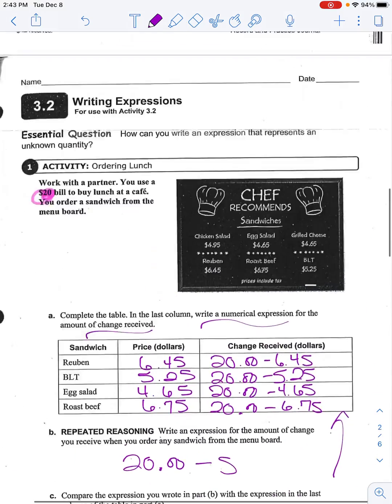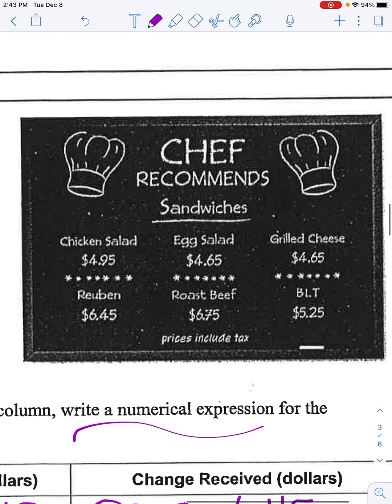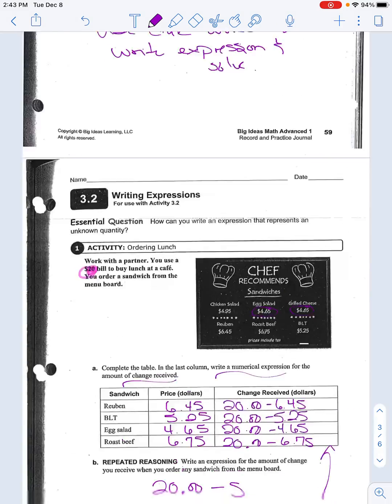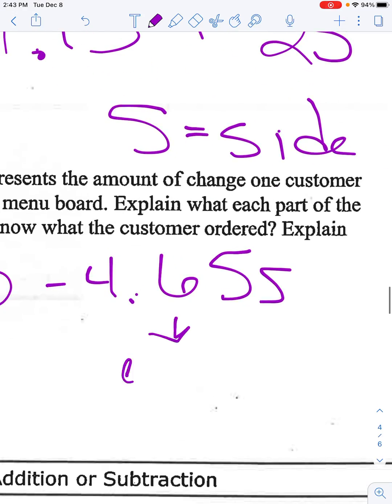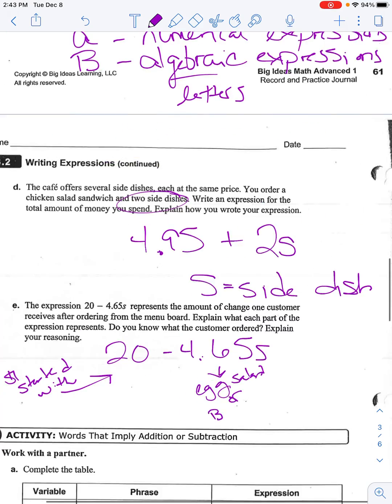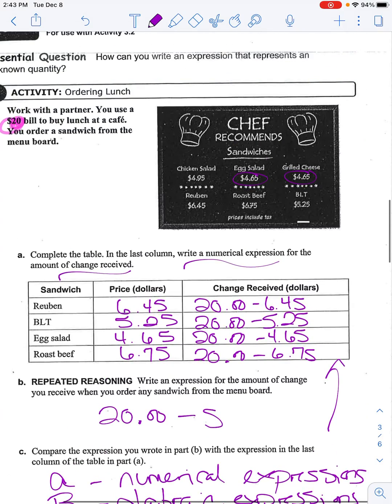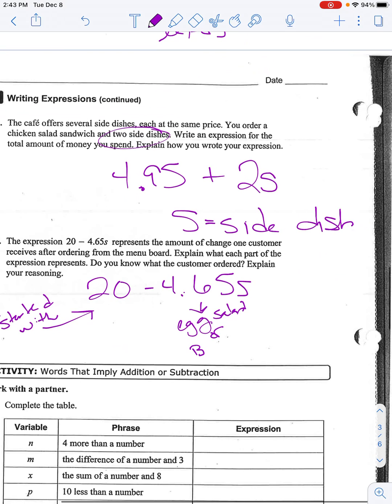4.65. We could go back up to the menu board. 4.65 could be an egg salad sandwich or a grilled cheese. So they ordered an egg salad sandwich, or is it a BLT or a grilled cheese? A grilled cheese.